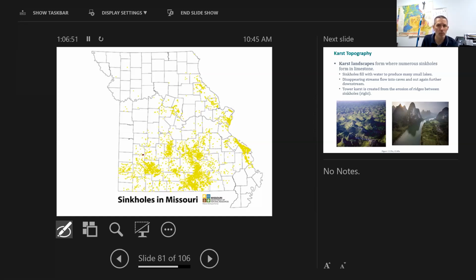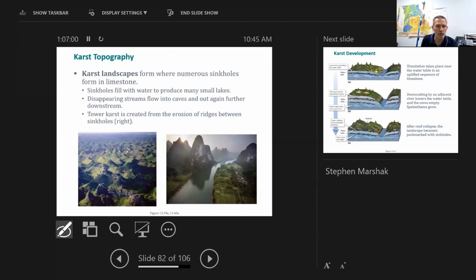If you look at a superimposed map of Missouri's geology, we'd see that these are all associated with limestone or dolostone, which is limestone with magnesium. So we call these areas karst topography or karst landscapes, where these sinkholes are produced. It's very common to have rivers flowing around on the landscape and then go into a sinkhole, and then the water disappears. We call these sinking streams or disappearing streams.